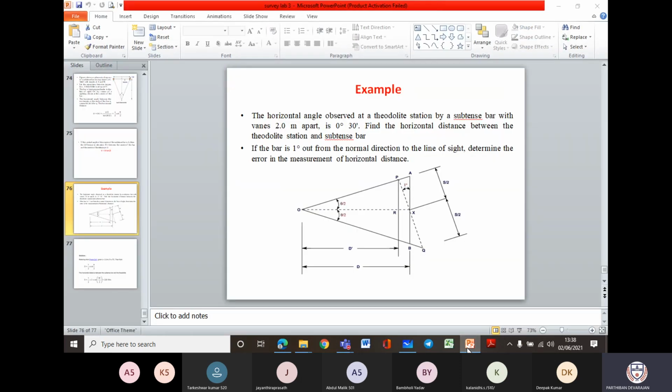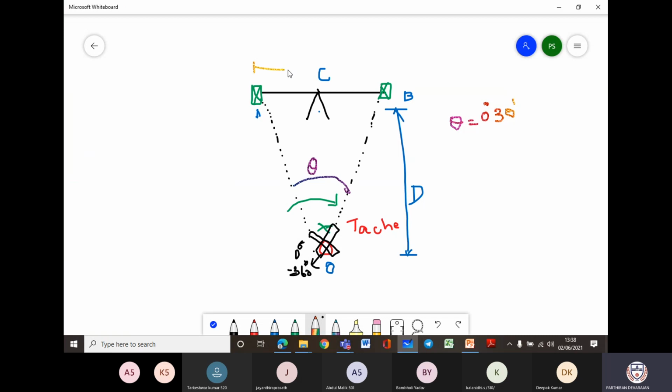Substance bar with vanes 2 meter apart. So from here to here it was 2 meter. From here to here it was the target length. Target center is 2 meter here and 2 meter here. The distance from the center point to this target is 2 meter, and this center point to this target is 2 meter.